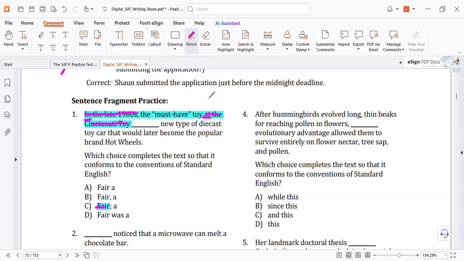The toy, it's the subject. Don't think, it must have a verb. This is the name of the toy. What is the verb? Where? Oh, before the semicolon, it's not complete. Great, C is wrong.